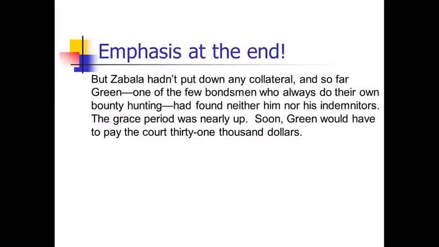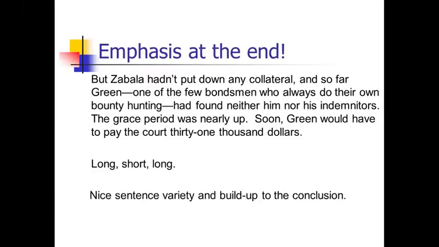And then one more thing I want to point out about this paragraph: it has a really nice ending. It ends, but Zabala hadn't put down any collateral, and so far Green, one of the few bondsmen who always do their own bounty hunting, had found neither him nor his indemnitors. Notice the use of dashes in that sentence. That's a long, complex sentence with dashes and everything. And then we get a short sentence: The grace period was nearly up. Soon, Green would have to pay the court $31,000. So we get a long, complex sentence, a short sentence, and then a slightly longer sentence. Notice the variety in the sentence structure. That provides a really nice build-up for the conclusion, and it ends with this memorable conclusion. Well, this person Green is going to owe the court a lot of money.